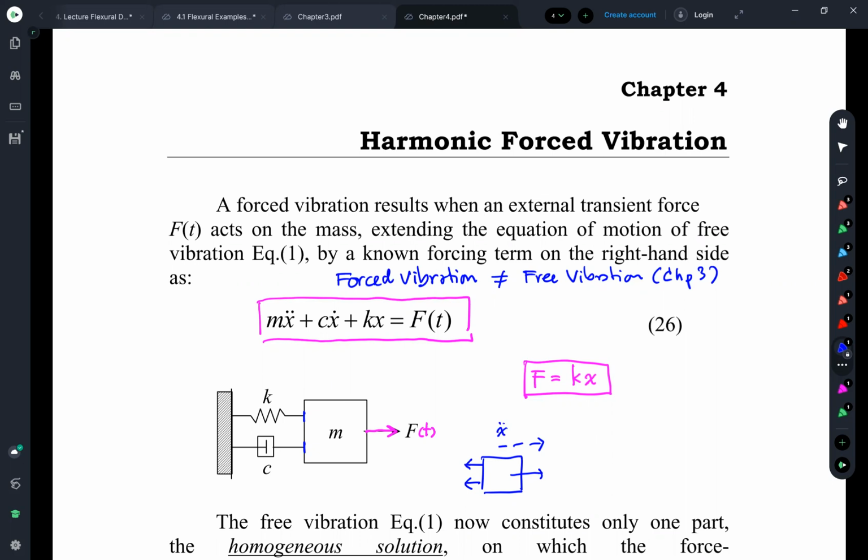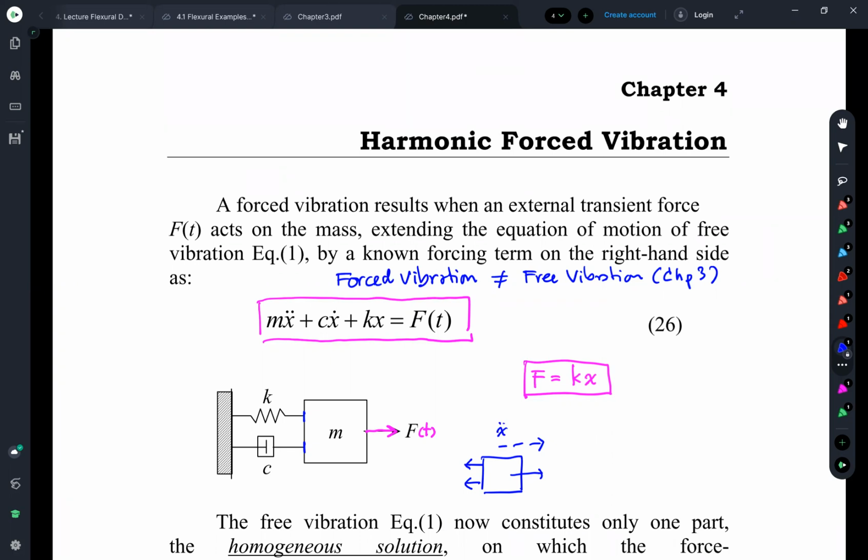One of the forms of the equation f of time t that looks quite easy to solve, and at the same time has physical applications, is the harmonic function. That's why today we start the forced vibration system, beginning with the harmonic functions. We will assume the force on the right-hand side, f of time t in equation 26, to be a harmonic force function.